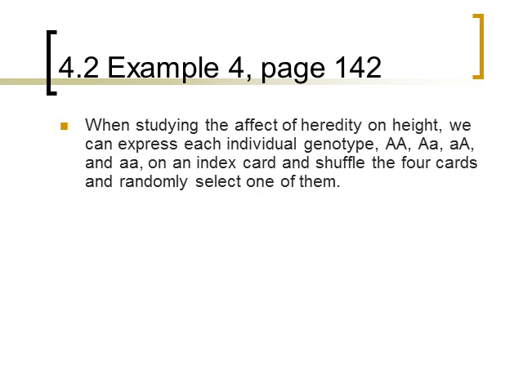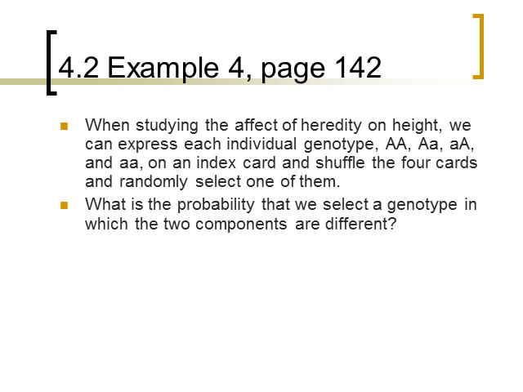On page 142, let's look at example 4. When studying the effect of heredity on height, we can express each individual genotype as AA, both capitalized, or capital A little a, or little a capital A, or little a little a on an index card. So then what we have here is 4 different index cards. We're going to shuffle the 4 cards, and we're going to randomly select one of them. What is the probability that we select a genotype in which the 2 components are different?